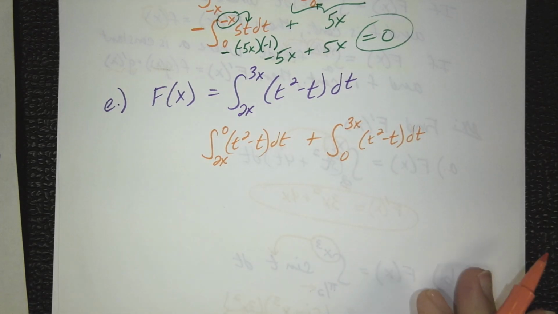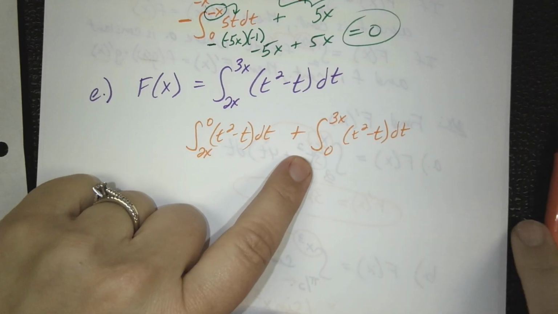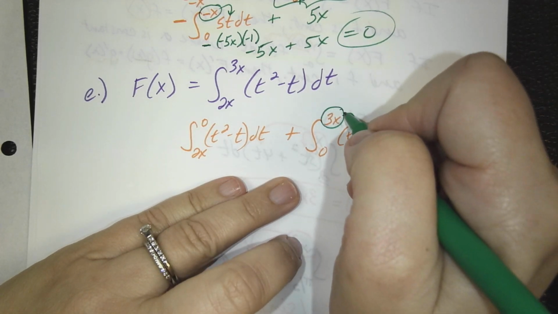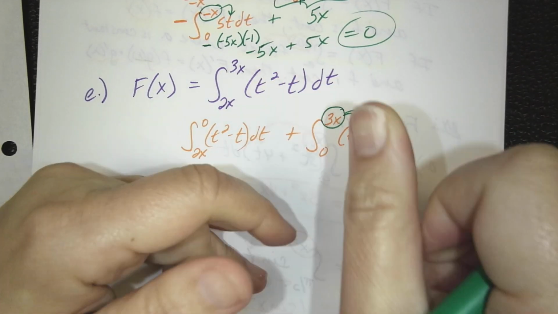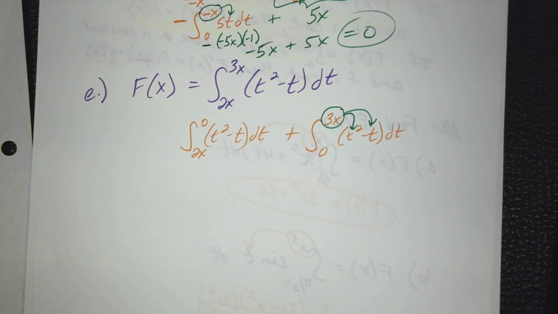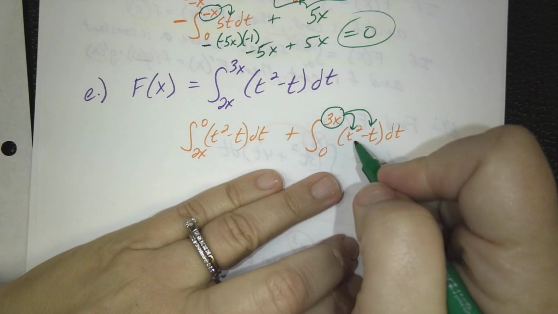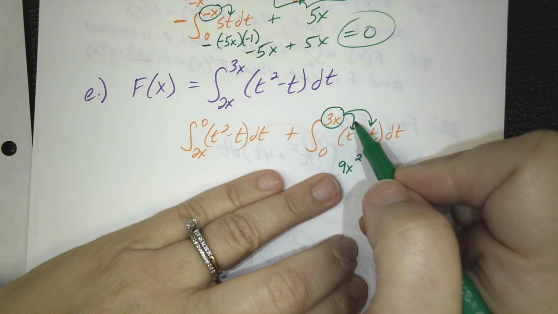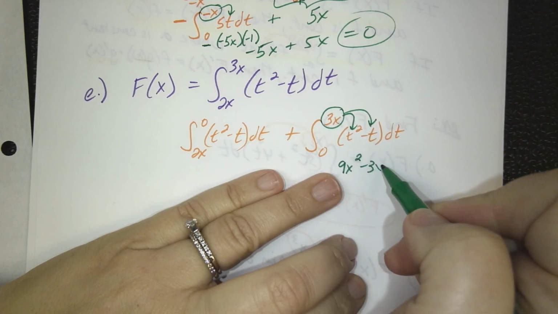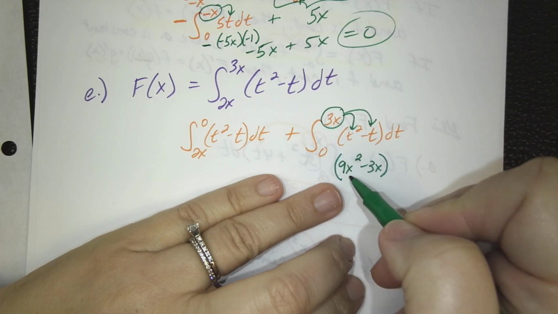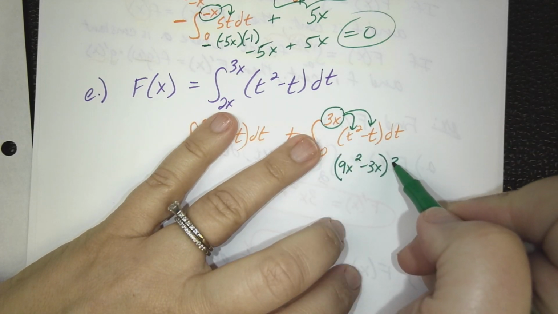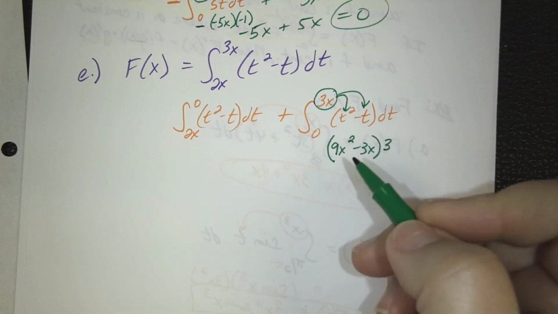Okay? Now, this one is obviously easy to do. You're going to take 3x and plug it in here and here. Let's see if we can do it in our heads. What is 3x, the whole thing squared? 9x squared. What's 3x minus 3x? But what do I have to multiply that by? 3, because that's the chain. And then what does that become?